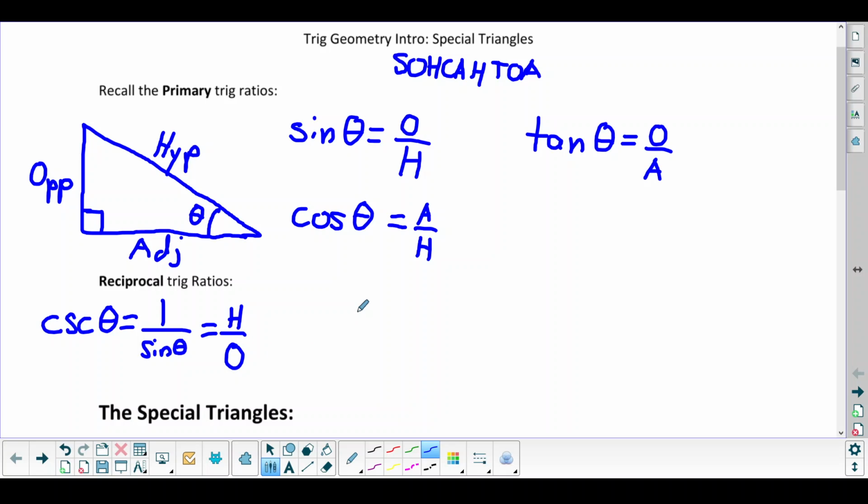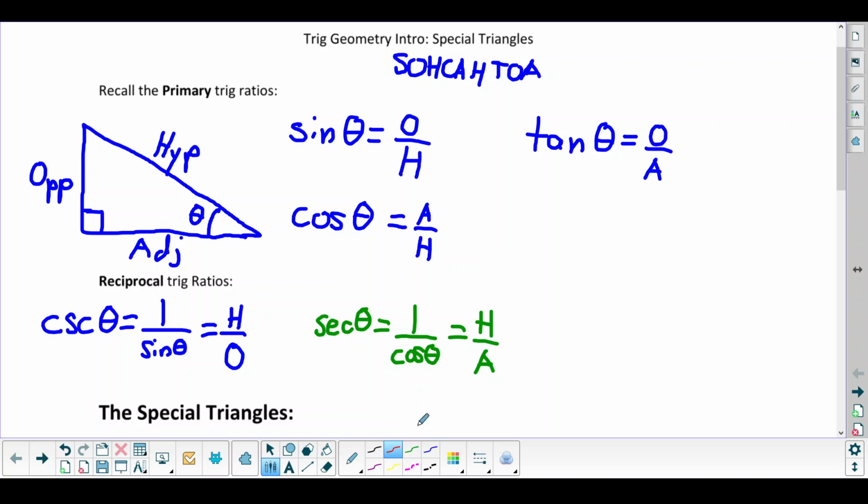It's called cosecant. The second one is called secant. Secant theta. And that is 1 over cosine. It's a reciprocal trig ratio for cosine. So it is the reciprocal of cosine. If cosine is adjacent over hypotenuse, secant is hypotenuse over adjacent.